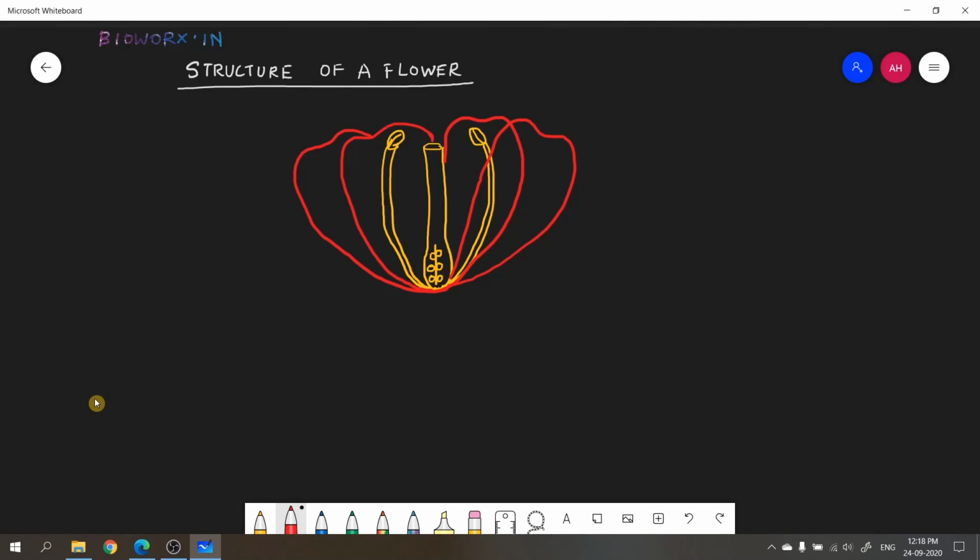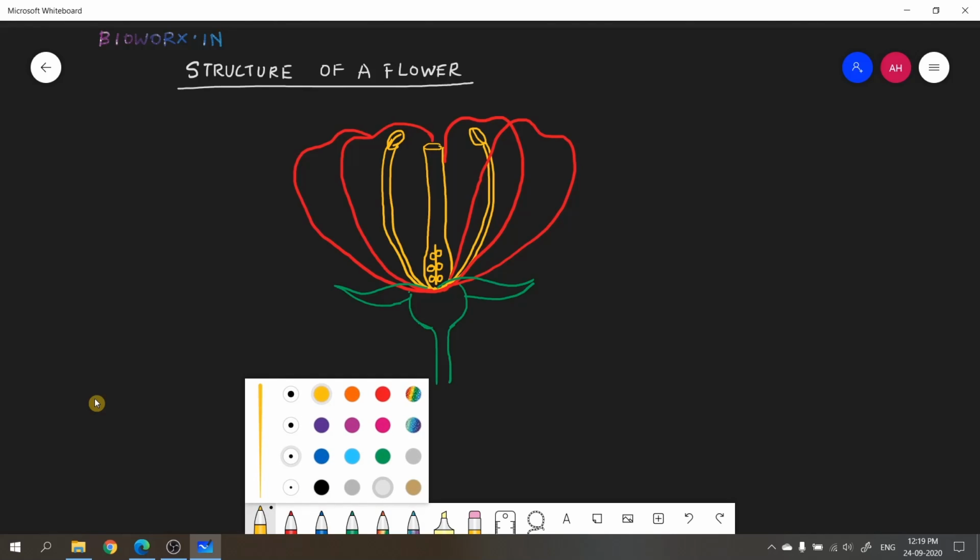Also make sure the diagram is completely labeled. You need to have all the important labels in your diagram. At least the important ones should not be missed out if you don't remember all of them. Okay, so I'm almost at the end of the diagram. Now I'm going to label the parts here.